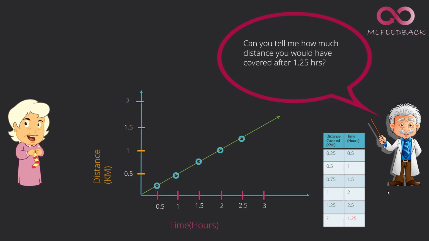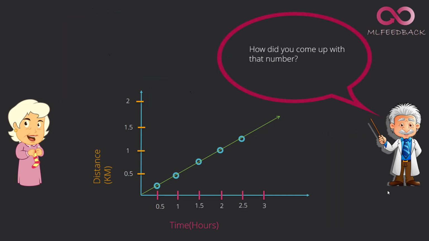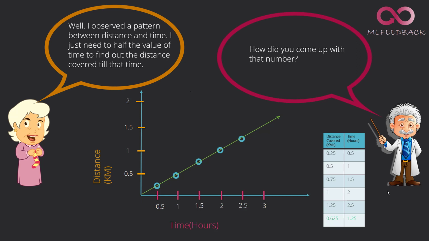Now, Albert says, looking at this data, can you tell me how much distance you would have covered after 1.25 hours, which is 75 minutes? Granny takes some time and then says 0.625 kilometers. Albert is shocked. How did you come up with the number? Granny says, well, I observed a pattern between distance and time, and I noticed that I just need to half the value of time to find out the distance covered till that time.